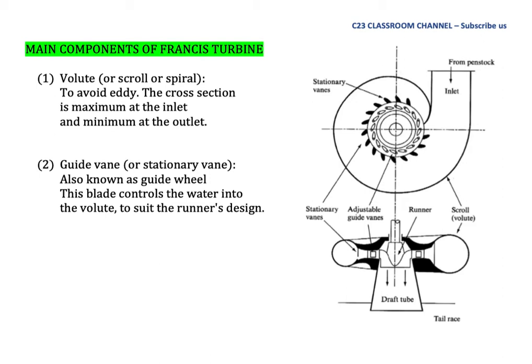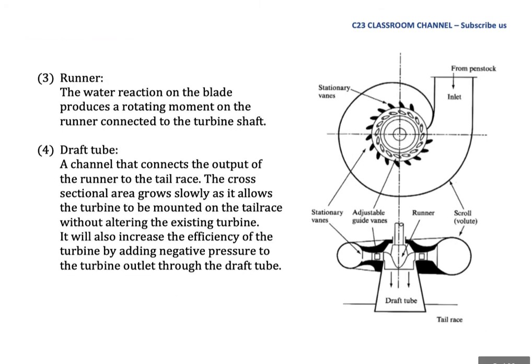Number 2. Guide vane, also known as guide wheel. This blade controls the water going into the volute to suit the runner's design. We will see the location of the guide vane in the next chapter. Number 3. Runner. The water reaction on the blade produces a rotating moment on the runner connected to the turbine shaft. In the Francis turbine, the blade here is known as the runner. However, in a centrifugal pump, the blade is known as the impeller.